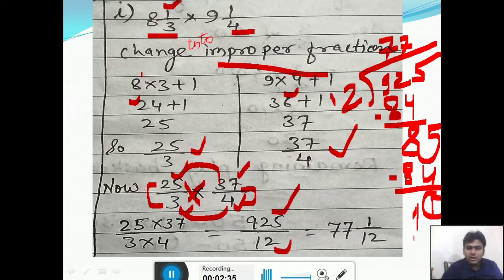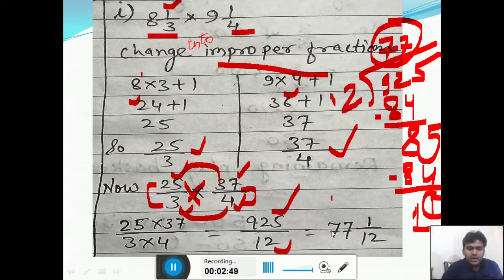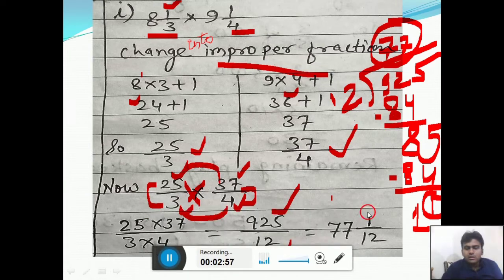So now write it down as a mixed fraction. Whatever quotient you got, 77, you write it here at the front, and then whatever numerator you got, you write down here at the front, and then the other number here, and the remainder here, 1, and that divisor 12 at the denominator.